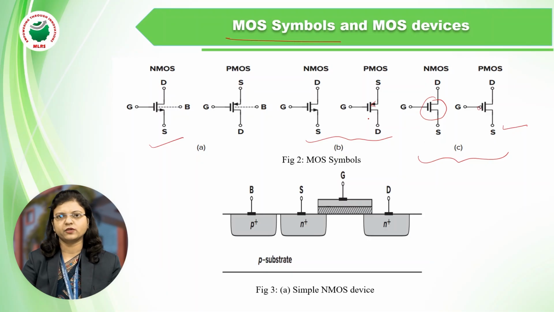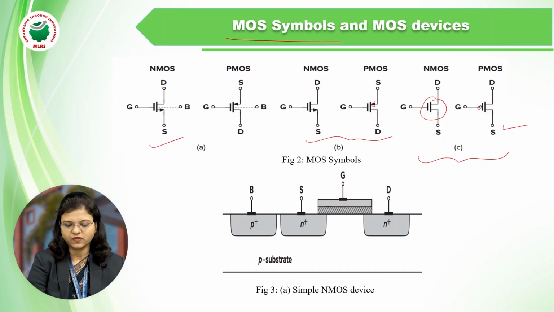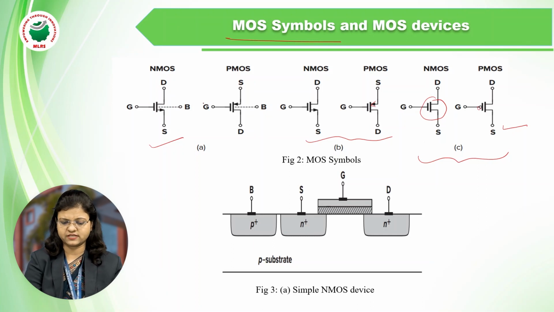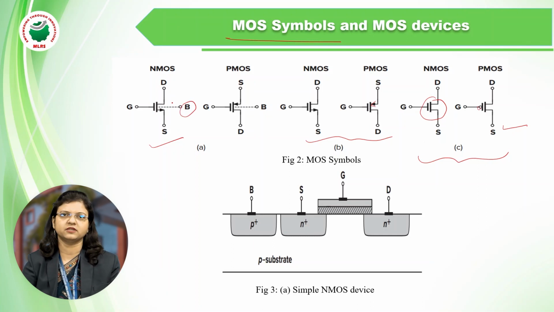There is no necessity to show the body terminal, but if you want to show it, you can show it like this with a dotted line in the middle of the drain and source. This fourth terminal is nothing but the body terminal. So these are the symbols of MOSFET, NMOS and PMOS.